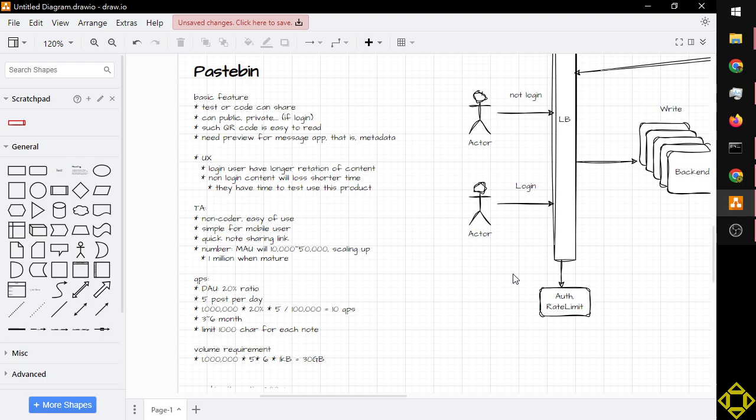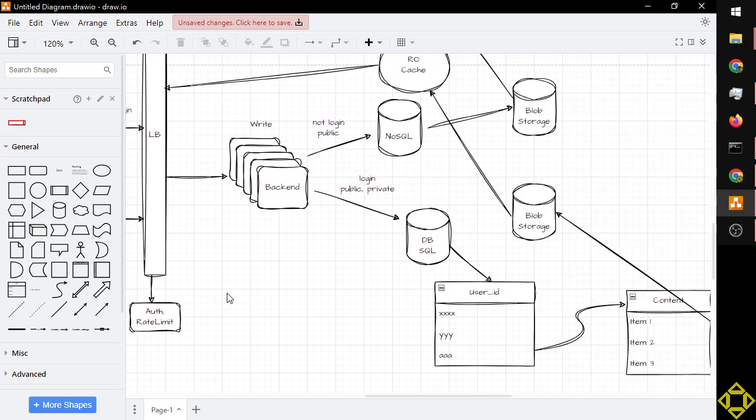Okay, as soon as we discuss that, we want to keep logged-in users' content longer. So maybe for the database, the SQL side, we will want people to have a login.